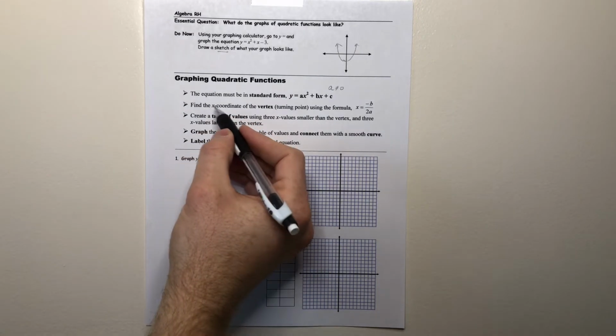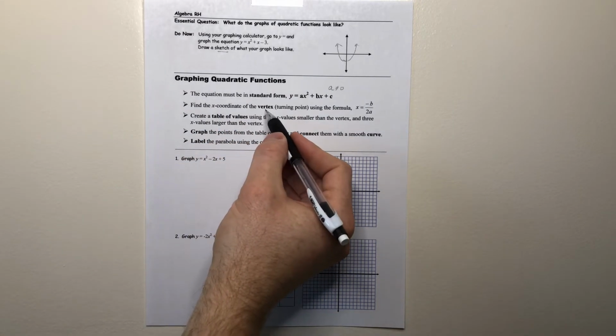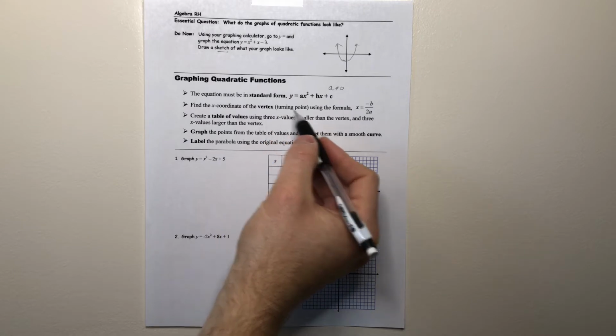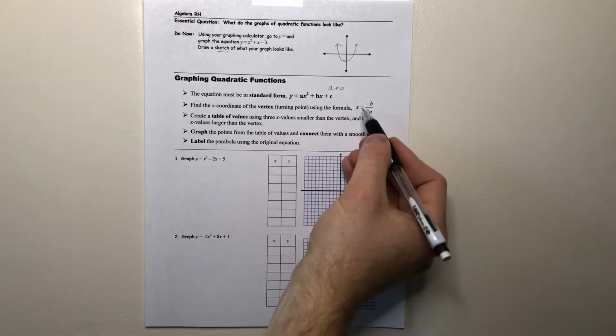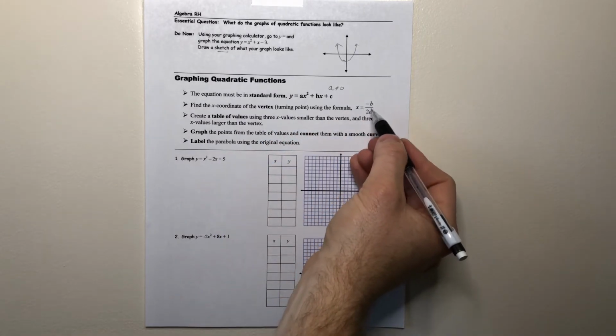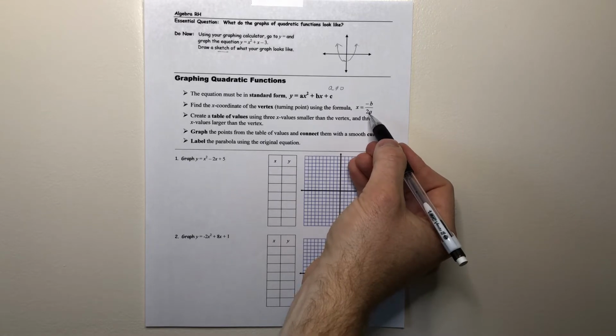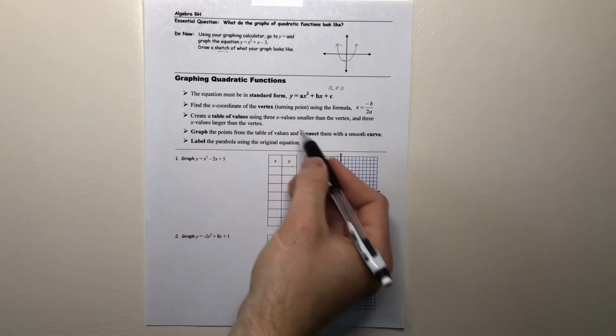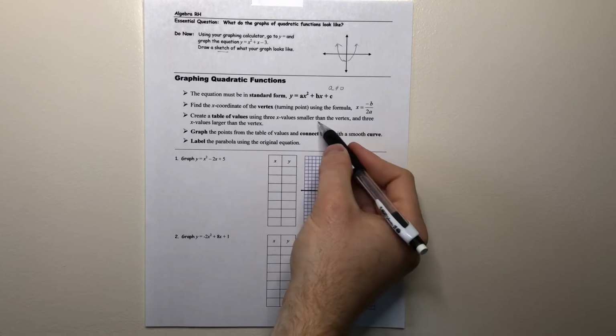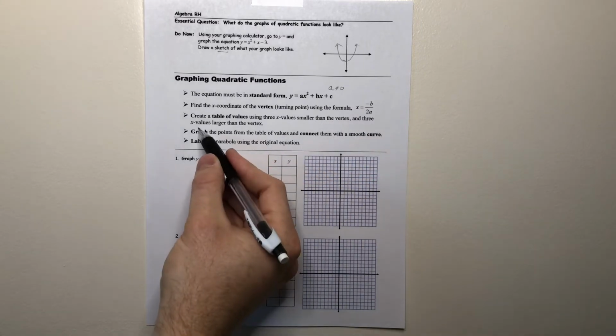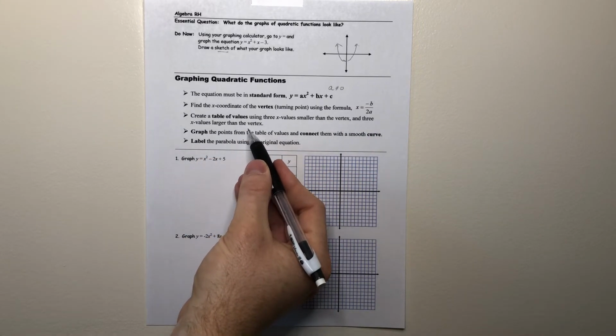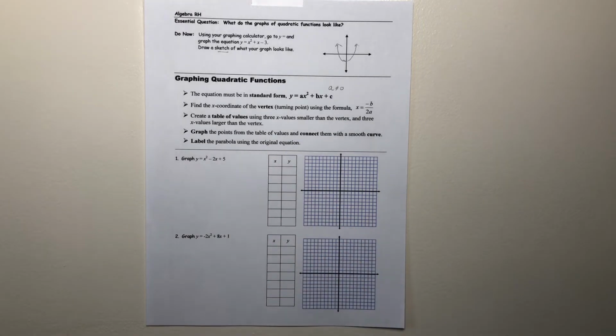We're also going to find the x-coordinate of the vertex. We're going to talk about what the vertex is. It's also known as the turning point, and we have a nice formula, x equals negative b over 2a. And then lastly, we're going to create the table of values together using 3 values smaller than the vertex and 3 x values larger than the vertex. And then we'll graph this thing and see what it looks like.